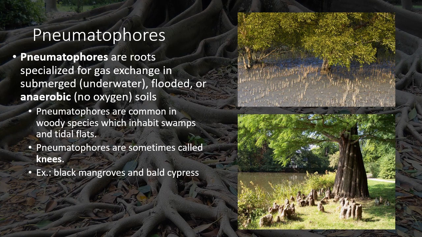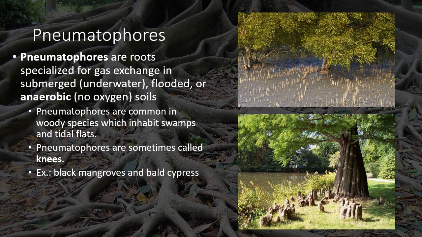Pneumatophores are a really cool specialized type of root that you see in woody species like trees and shrubs, which are growing in anaerobic or flooded soils. So pneumo means lung or air, like pneumatics. And then the phore part, I don't remember what that means right now, actually. So these are roots especially for gas exchange.